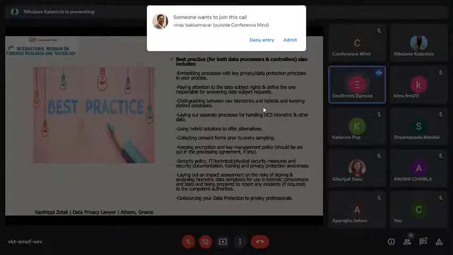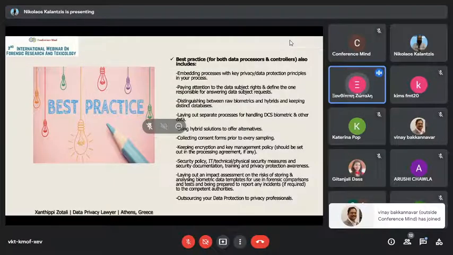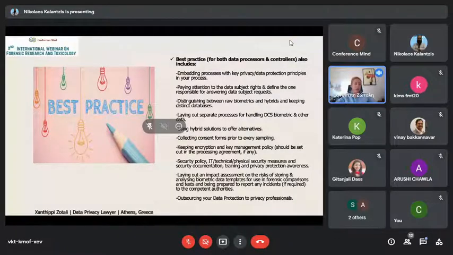And of course, the best way to go is outsource the data protection needs to privacy professionals, because they are the ones that will be able to help and address all those issues that are not just mostly legal, but are also technical. So I think this concludes my part.